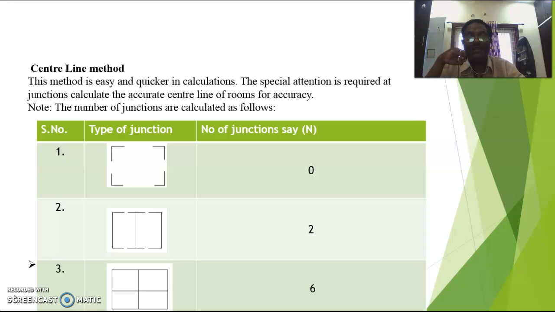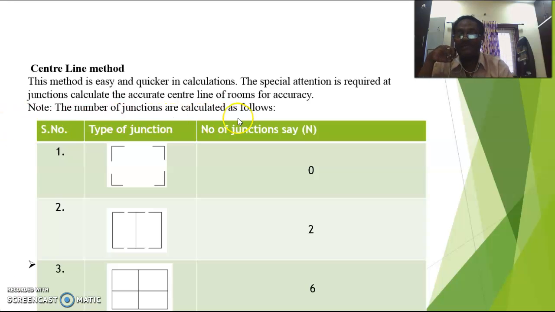But you have to take special care of the junctions and the corners. If the junctions or corners are not taken uniformly, automatically the problem will go wrong. So a corner means it's an L, the alphabetical letter L, either left or right or top or bottom. Here you can see.